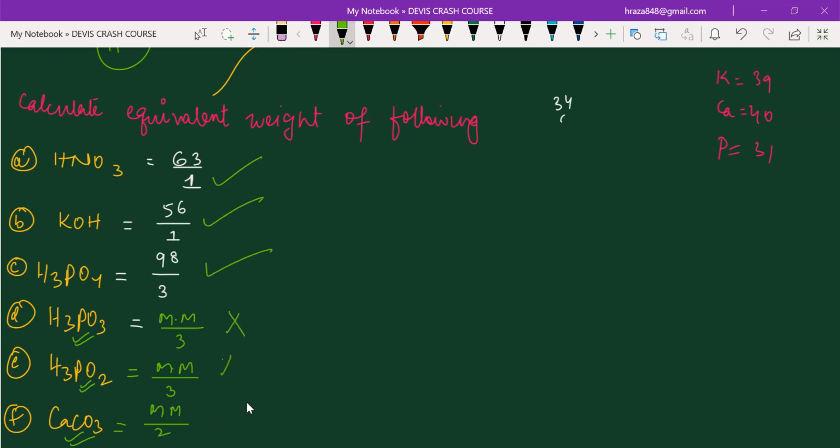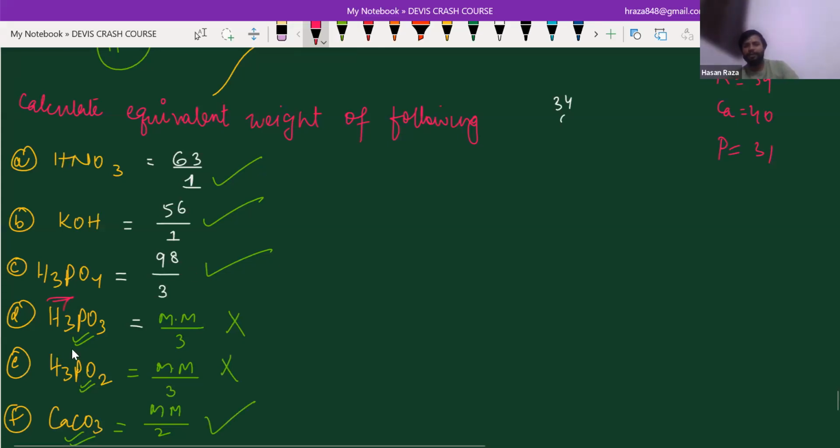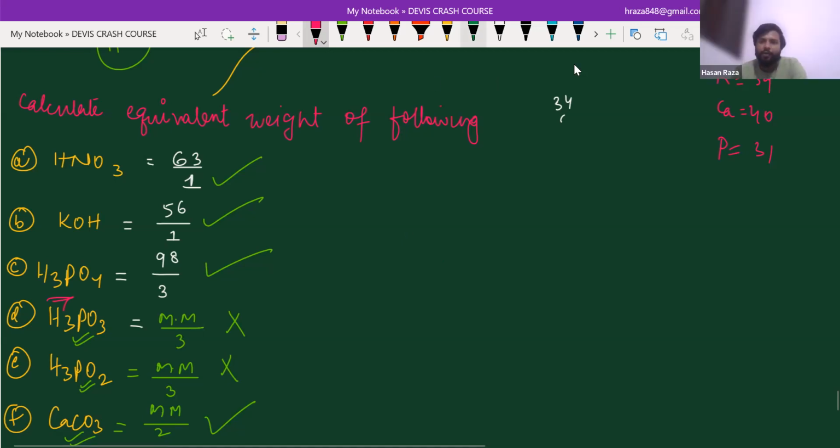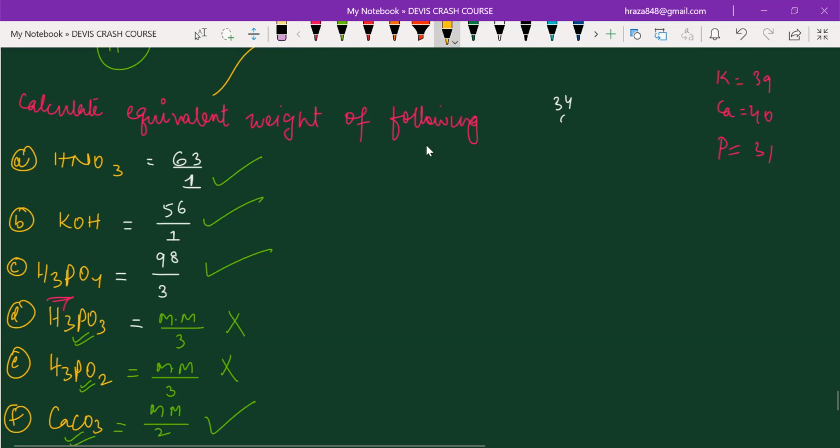So see, basically this goes only because you see 3x, and that's why it will give 3x plus. But the concept does not go like this. If you are going to draw the structure of H3PO4, H3PO3, and H3PO2, wait a minute, please.